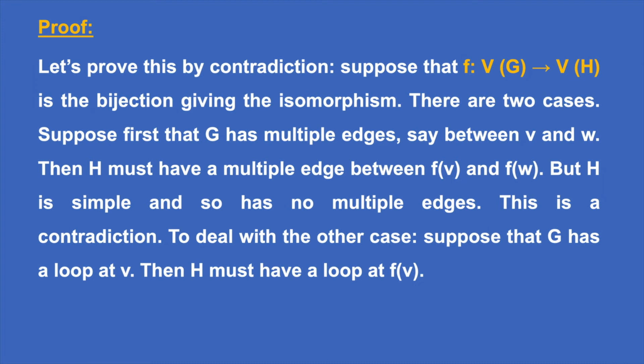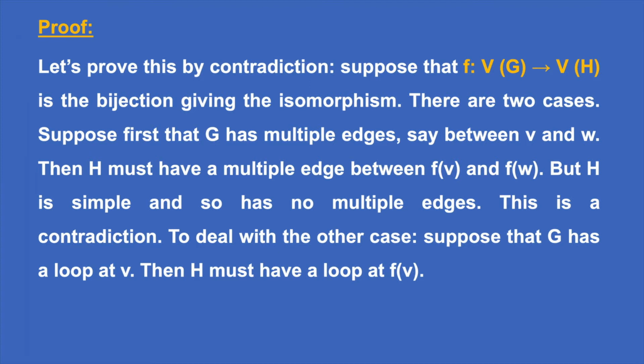Let us now see a lemma. If G is not simple and H is simple, then G is not isomorphic to H. Proof. Let us now prove this by contradiction. Suppose that a function f mapping the vertex set of G to the vertex set of H is a bijection giving the isomorphism. There are two cases. Suppose first that G has multiple edges, say between V and W. Then H must have a multiple edge between f of V and f of W, but H is simple and so has no multiple edges.